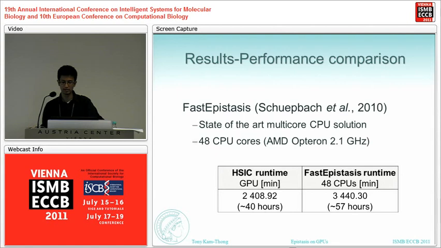We also pitted it against the state-of-the-art method published by Schubert et al. in 2010, dubbed FastEpistasis. This is an optimized multi-core CPU solution, and in this case we used 48 CPU cores. These are the runtimes. For our single GPU unit, it took 40 hours to run, whereas under 48 CPU cores, it took 57 hours to run. If you were to factor it down to a single core CPU, we're looking at something like 70 times faster.